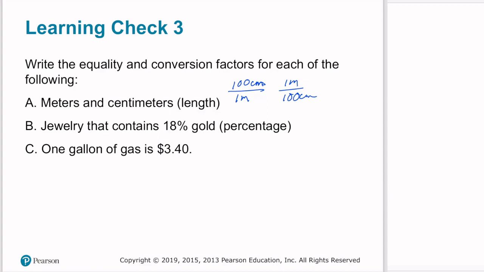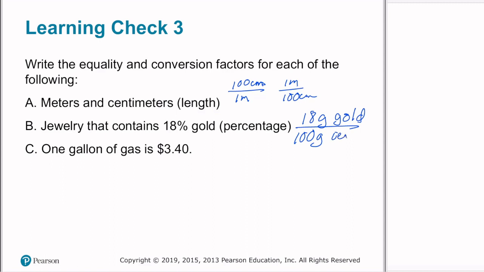If we had a piece of jewelry that was 18% gold, then if we needed to use that in a calculation, we could assume that we had 18 grams of gold for every 100 grams of the jewelry. So we'd see here that the 18% is a measured value, and therefore we'd be limited to two significant figures from that number 18.